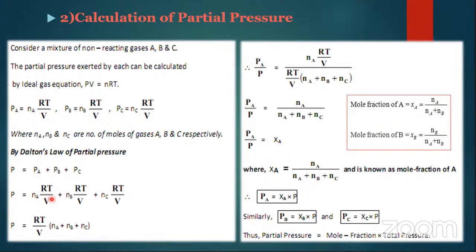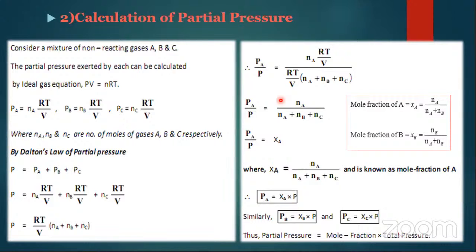P total is equal to Na, like this we have taken. Now RT by V is constant and common in all of these. So P is equal to RT by V into Na plus Nb plus Nc. Na plus Nb plus Nc is nothing but the total number of moles of gas in the container. Here we are equating the partial pressure of A to the total pressure. What is our intention? We are going to calculate the partial pressure of one gas if we know the total pressure. Understood? There is some reaction going on in which three gases or two gases are there.